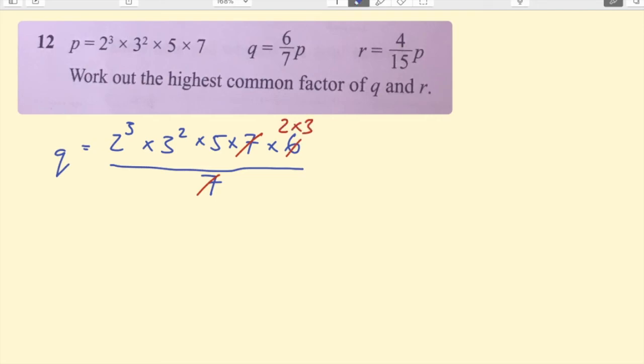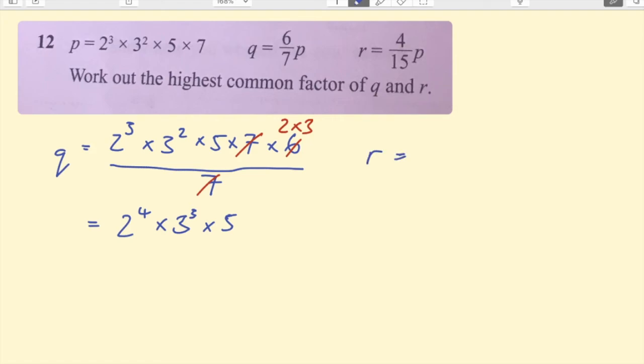And so I can simplify Q into, now I've got a 2 cubed and a 2 here, so that's going to be 2 to the power 4. And then a 3 and a 3 squared here, so that's going to be 3 cubed. And then I've got a 5 there. So Q simplifies to 2 to the power 4 times 3 cubed times 5.